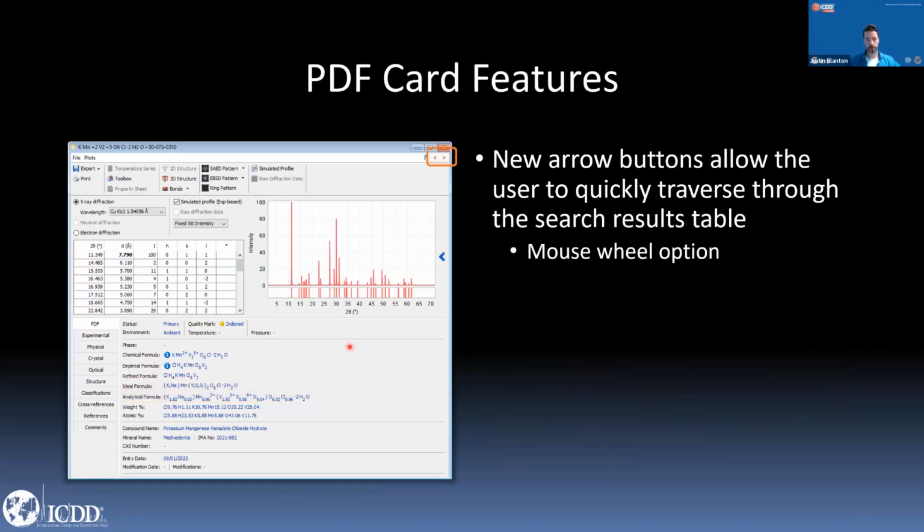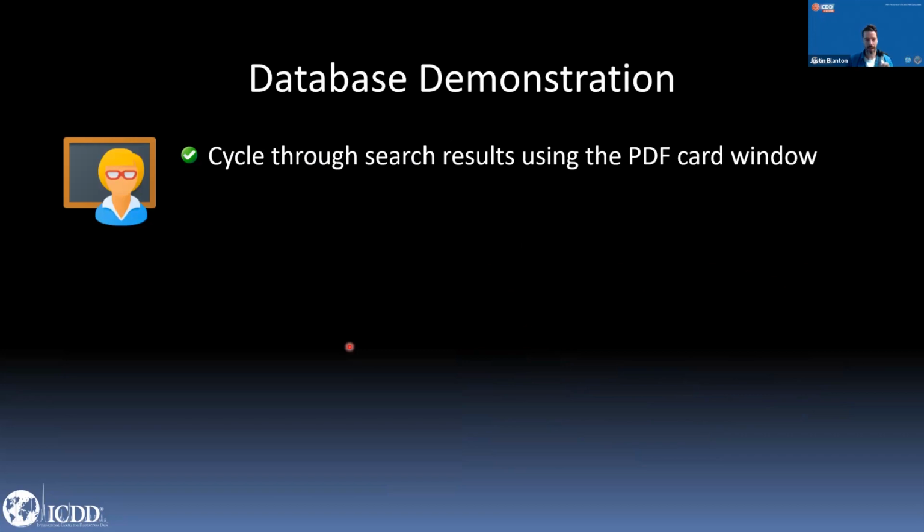Another new feature you'll see on the PDF cards is we've added new arrow buttons that allow you to quickly traverse through the search results table. Now let me show you a database demonstration of how you can cycle through these search results using the PDF card window.